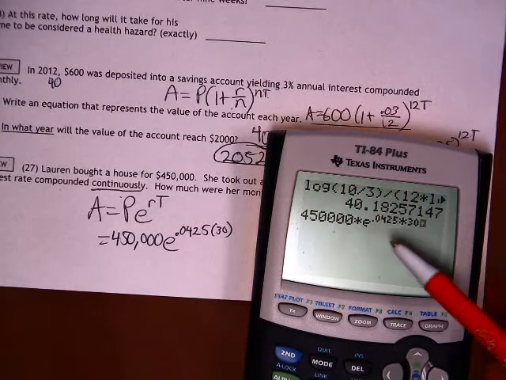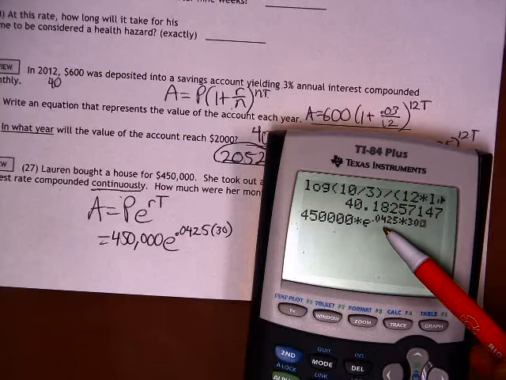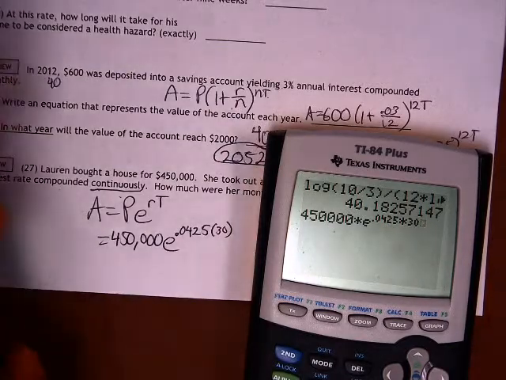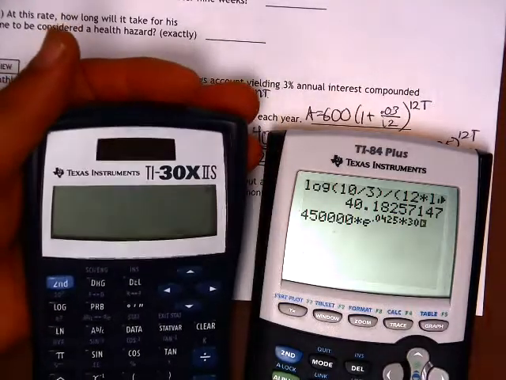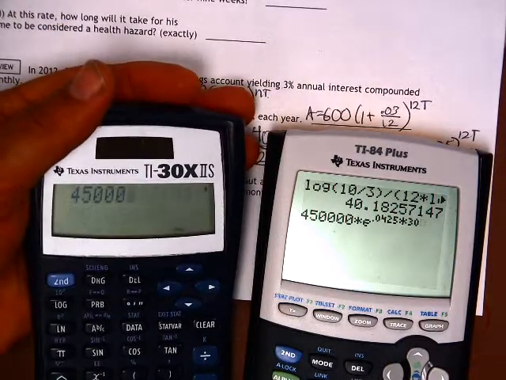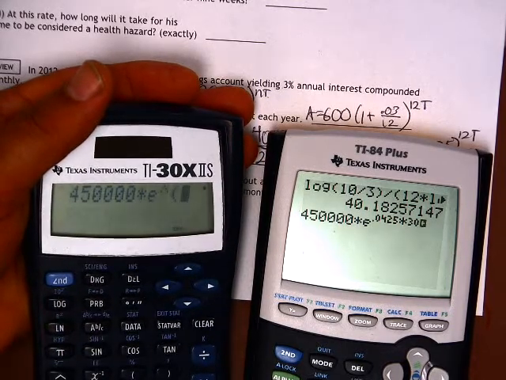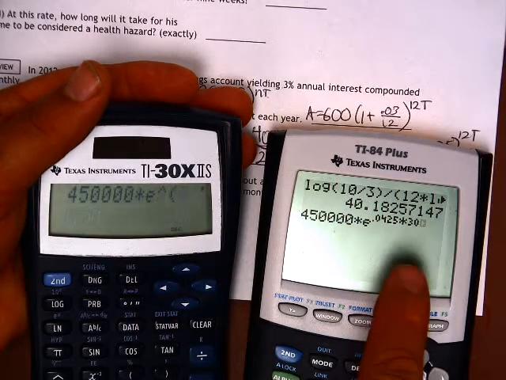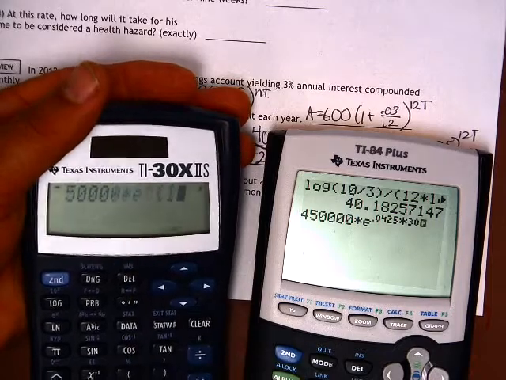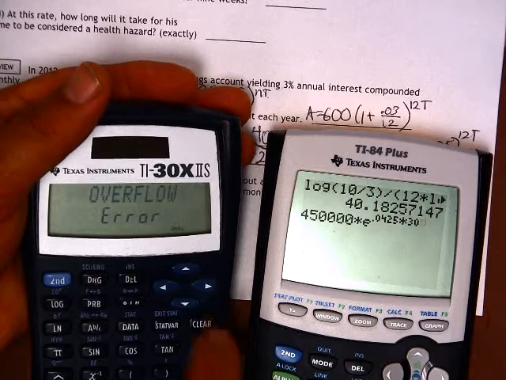If you look carefully, the way this is written, this 30 is still up in the exponents, so it is 30 times 0.0425. If you were to use one of these calculators, you have to be careful to get that 30 in the exponent. So if you did it this way, it does give you the open parentheses. If that wasn't there, you have to be careful to make sure you use the open parentheses to get the 30 as part of the exponent. Oops, that didn't work.